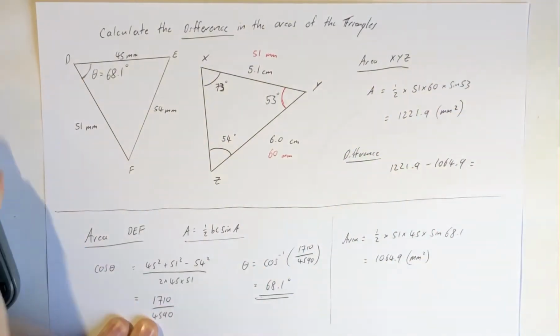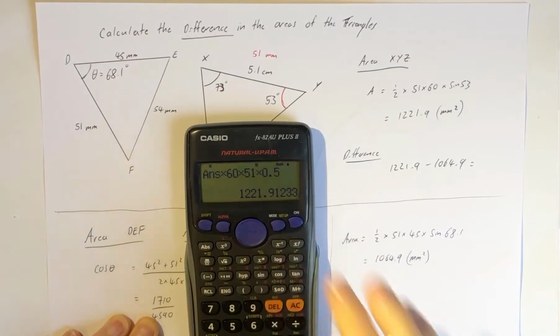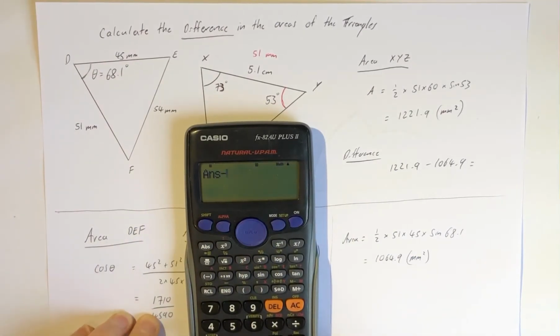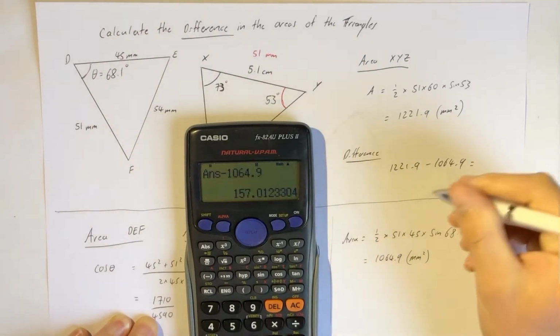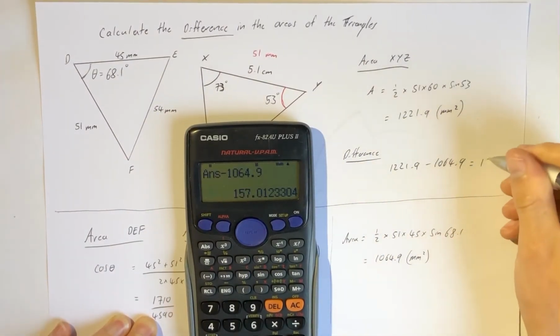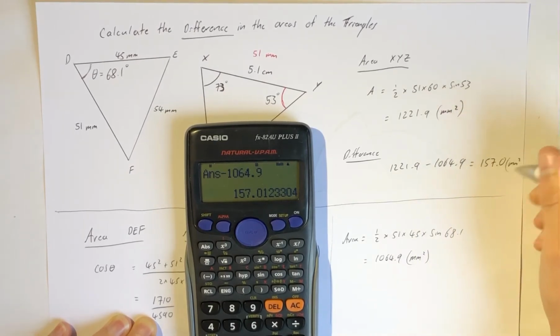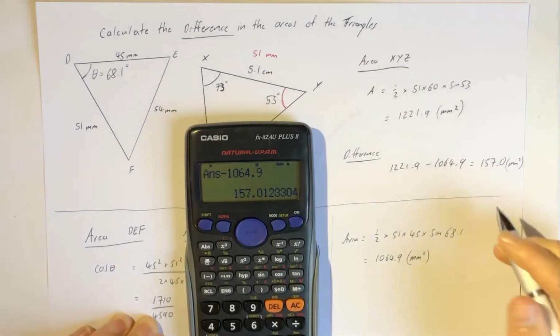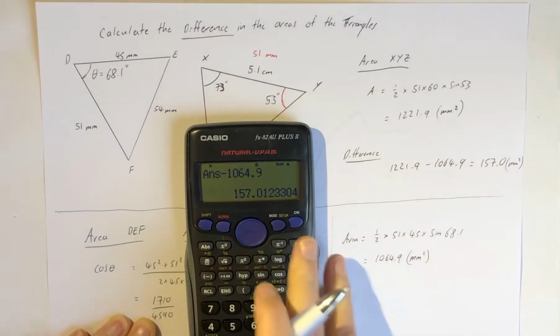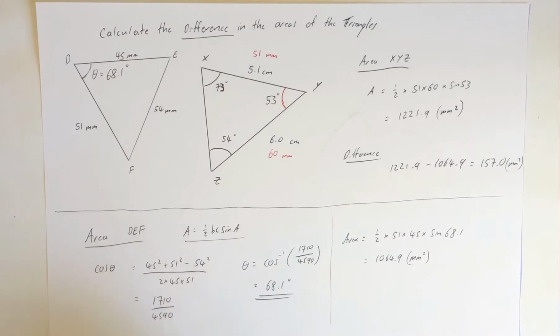1064.9, and I'll need a calculator for that. Luckily I've already got it here, so I can just get the answer, take away 1064.9, and that is 157.0 millimeters squared. Hopefully that's still in the camera. So that is the entire problem there done.